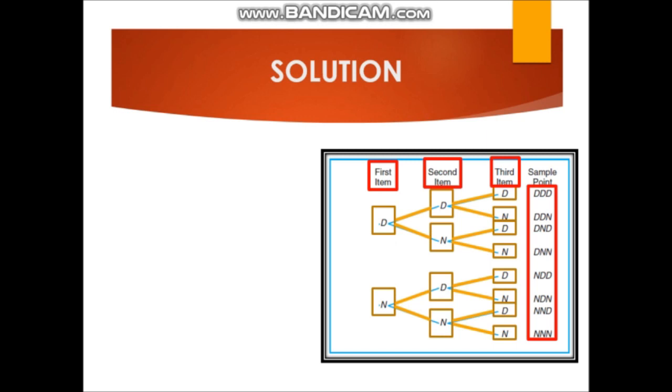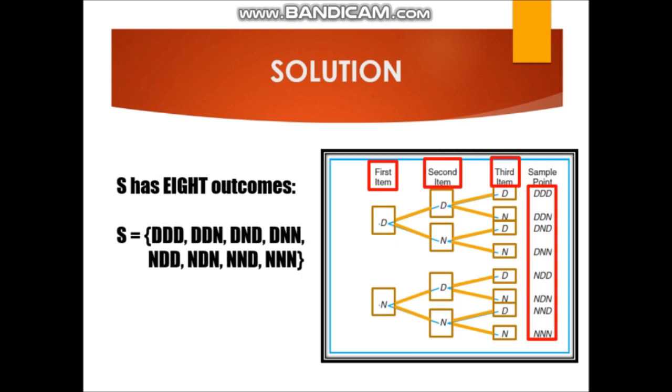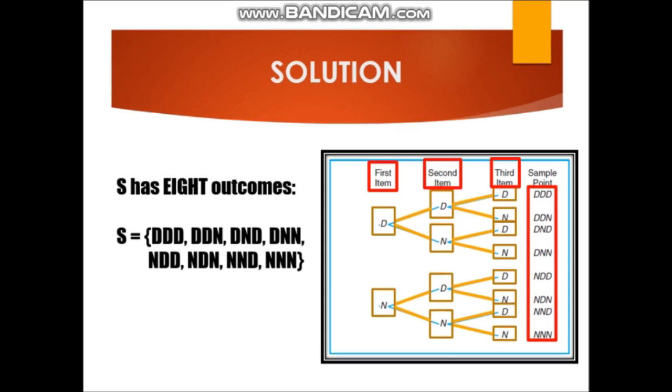So in this case, we have here the result of our tree diagram. We have here our sample points. We have 8 outcomes, and those 8 outcomes are DDD, DDN, DND, DNN, NDD, NDN, NND, and NNN. Okay, so that is our solution in getting a sample space, or the number of outcomes, by the use of a tree diagram. We are done with sample space.